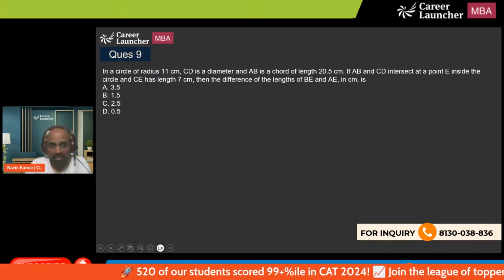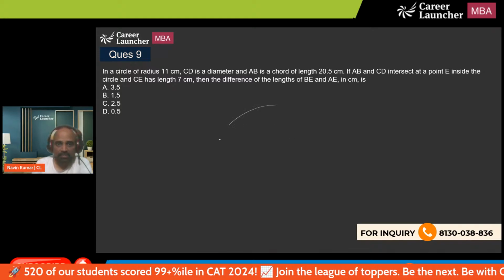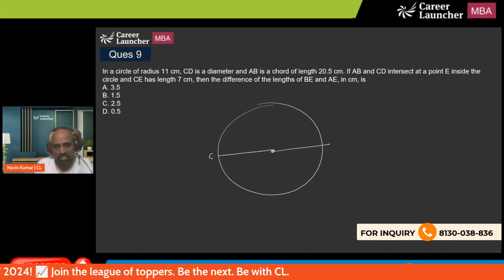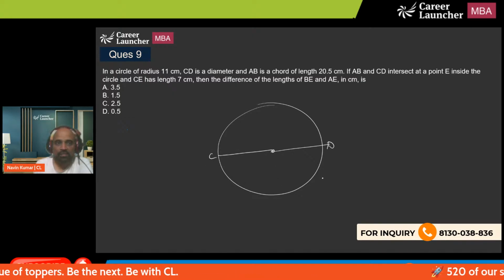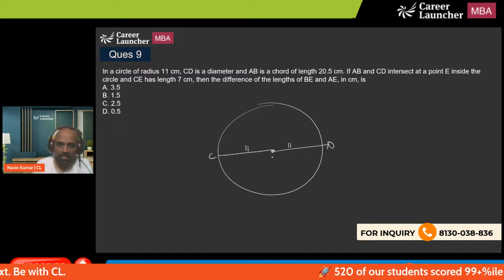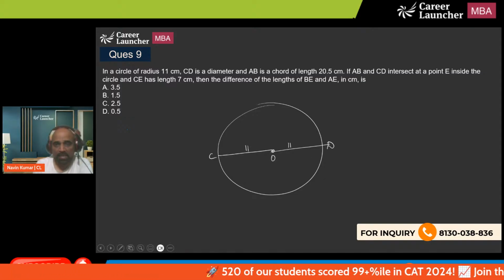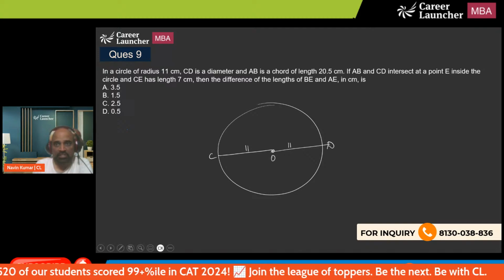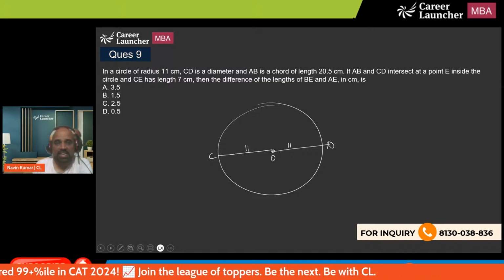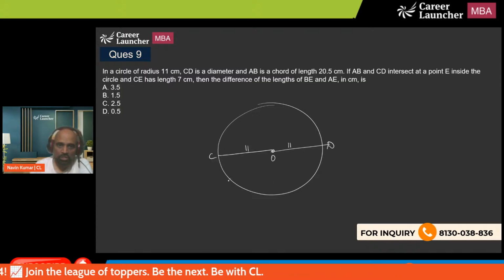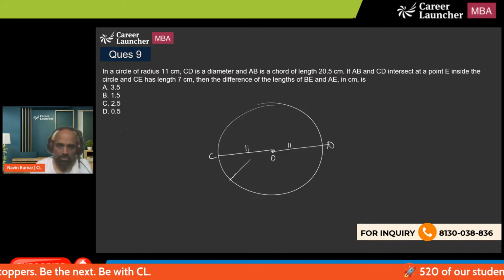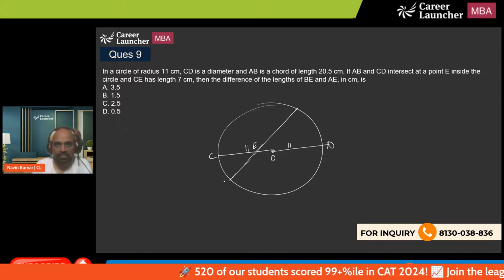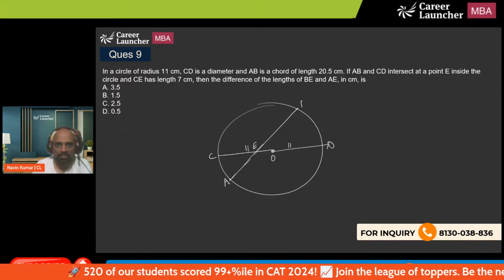Okay, another one. In a circle of radius 11 centimeter, CD is the diameter. So this is C, this is D. Radius is 11, so this is 11, this is 11. Let's call this O. AB is a chord of length 20.5, and AB and CD intersect at a point E inside the circle, and CE has a length of 7. So 7 means it should be closer to this. So this is the point E, and this is, let's say, AB.